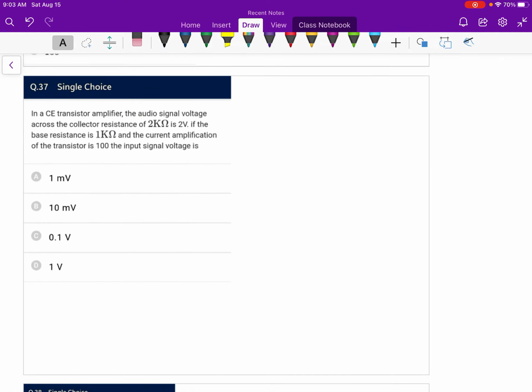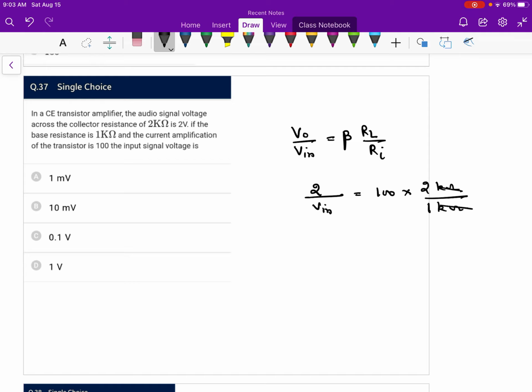In common emitter amplifier, the audio signal voltage, so we have V output upon V input equals beta into RL by RI. Now V output is 2 volts, V input is to be found out, and beta is 100, RL is 2 kilo ohm and RI is 1 kilo ohm, so that is 200. V input is 2 by 200, V input is 0.01 volt, which is 10 millivolts. So B is the correct option.